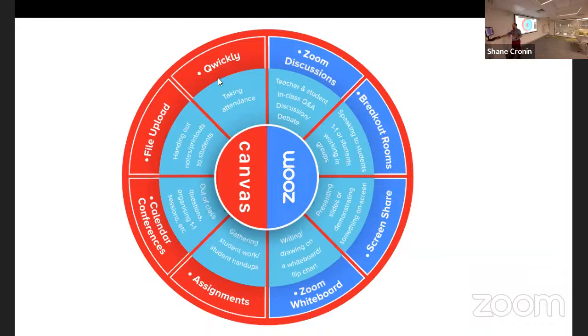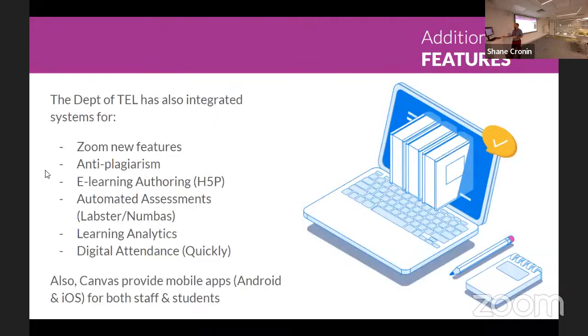We have other tools that are integrated into Canvas also. Those are our plagiarism detection tool, which is Originality. We have an e-learning authoring tool called H5P. We have automated assessment integrations, again using that same LTI standard, Labster and Numba, in the sciences and maths. We have learning analytics, so from maybe week 3 onwards, you're going to see engagement with your module through what are called participations. You should be able to see whether your students are engaging with material online if you've uploaded learning materials, and also different types of participations.